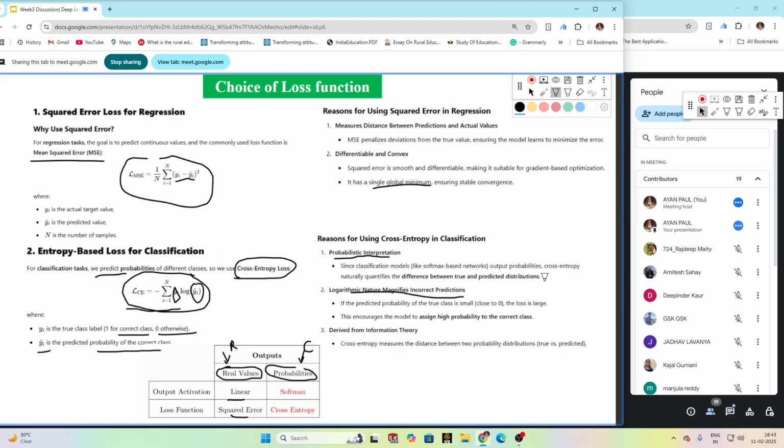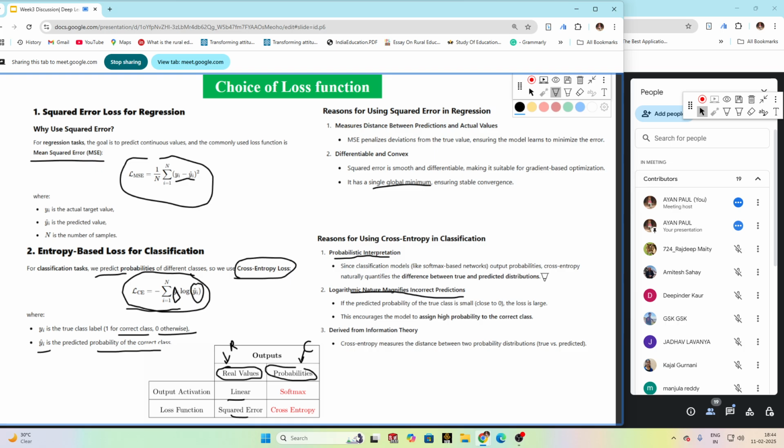Whenever we are talking about loss, we are only pointing to the output layer. The loss has nothing to do with the hidden layer; it is pointing towards the output layer. So for the loss function on the output layer, we need to segregate our task into two parts: one is regression and the other is classification. Whenever we have a regression problem, we use the mean squared error loss.